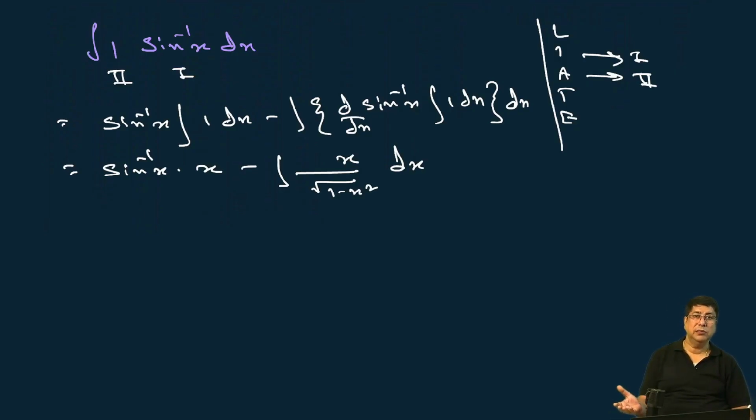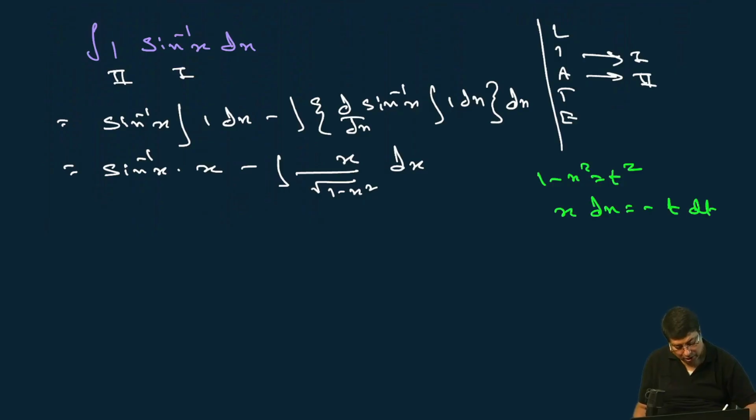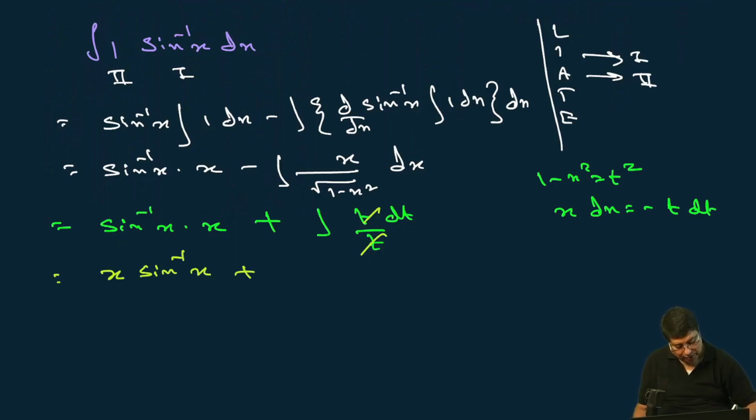Now it is nothing but the substitution method. So what to substitute? There are a number of ways to solve the sum. You can take x equal to sin theta, or directly you can write 1 minus x square equal to t square. So x dx equal to minus t dt. Therefore I can write here sin inverse x into x minus, here minus into minus gives plus, because of minus t dt, and this is t dt by root over t square. So t is getting cancelled here. Therefore x sin inverse x plus t plus c.